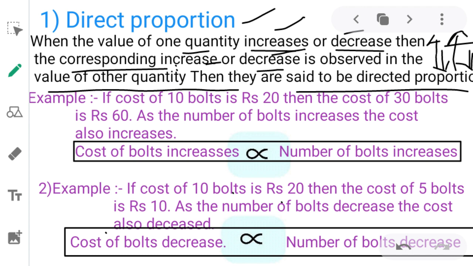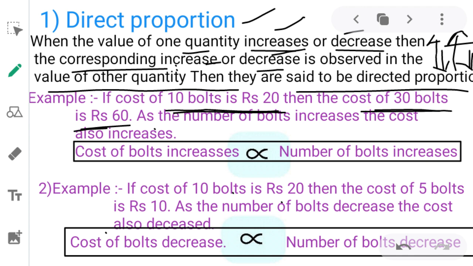Let's take simple examples to explain direct proportion. If the cost of 10 volt is rupees 20, then the cost of 30 volts is rupees 60. The cost of 10 volts is rupees 20. Then the cost of 30 volts is rupees 60.